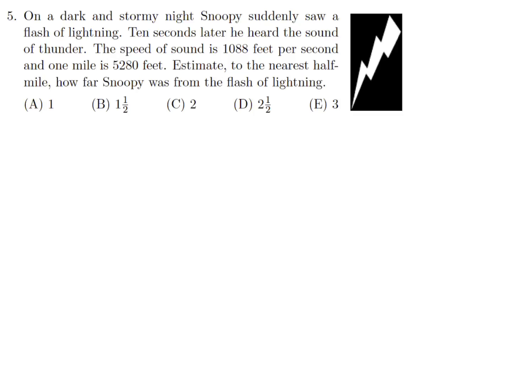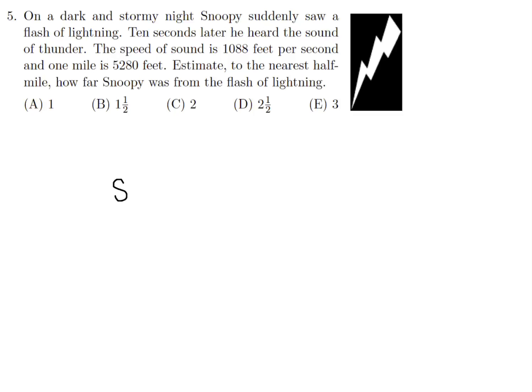On a dark and stormy night, Snoopy suddenly saw a flash of lightning. 10 seconds later, he heard the sound of thunder. The speed of sound is 1,088 feet per second, and 1 mile is 5,280 feet. Estimate to the nearest half mile how far Snoopy was from the flash of lightning.